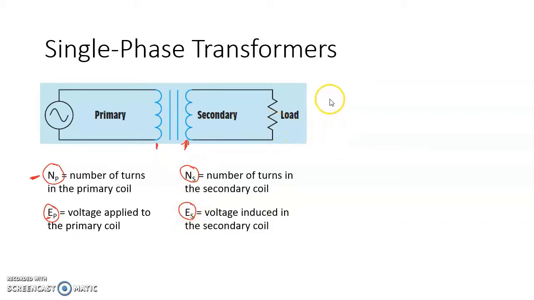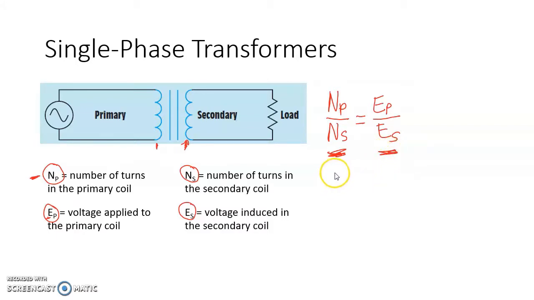And that brings us to our first formula. N sub P, the number of turns of wire on the primary, divided by N sub S, the number of turns on the secondary, equals the voltage applied to the primary, E sub P, divided by the voltage induced onto the secondary, E sub S. So in other words, the ratio of turns equals the ratio of voltage.